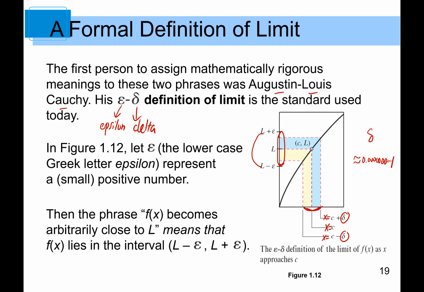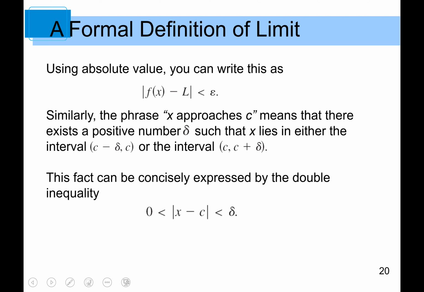Right? So when x approaches c from the left hand side and right hand side of x equals c, then f of x becomes arbitrarily close to L. That means f of x lies in the interval L minus epsilon, comma, L plus epsilon. Again, epsilon is a very small positive number. Both delta and epsilon are very small positive numbers. So this is the formal definition of limit. Using absolute value, you can write this as the absolute value of f of x minus L is less than epsilon.